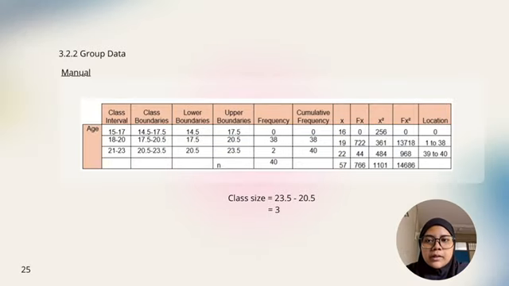Okay, now I will explain about grouped data. So this is an example of grouped data that we calculated by ourselves. So for class size, we got 3.